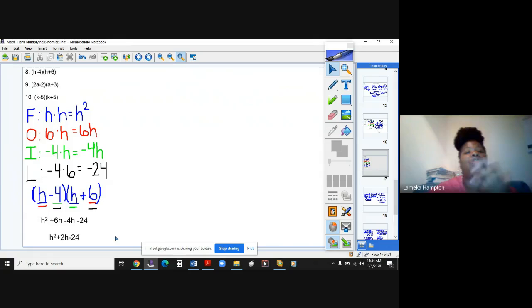Now, again, as you can see, FOIL is long and tedious. It takes a lot of time. That's why a lot of people prefer the box method or the double distributive property method, because the distributive property is what a lot of people are familiar with. Okay. So now this was number 8. Now we're going to go to number 9.